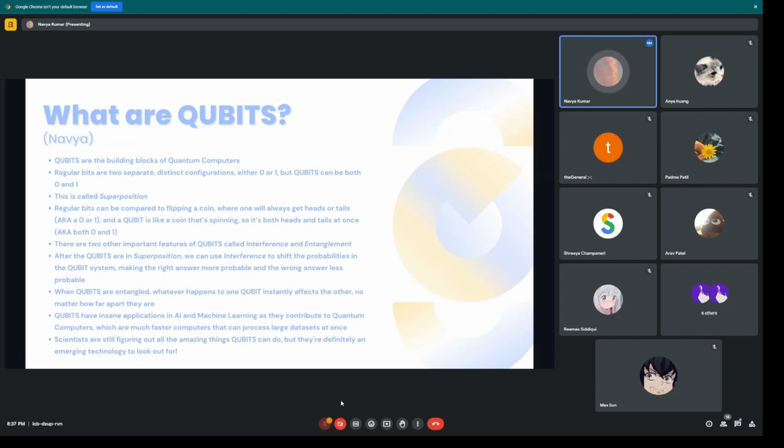So qubits have insane applications in AI and machine learning as they contribute to quantum computers, which are much faster computers that can process large data sets at once, just like how my colleague talked about before. Scientists are still figuring out all the amazing things qubits can do, but they're definitely an emerging technology to look out for.